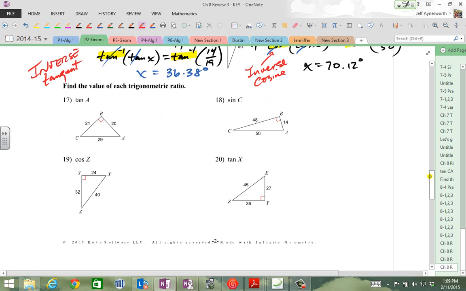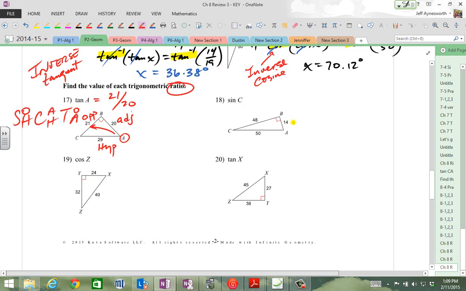All right, last but not least, let's write some ratios down, okay? So, SOH CAH TOA, those are the definitions. Now the tangent of angle A is right here. Okay, opposite of A is 21. Adjacent is 20. Hypotenuse is 29. So the tangent of it is opposite divided by adjacent, 21 divided by 20.